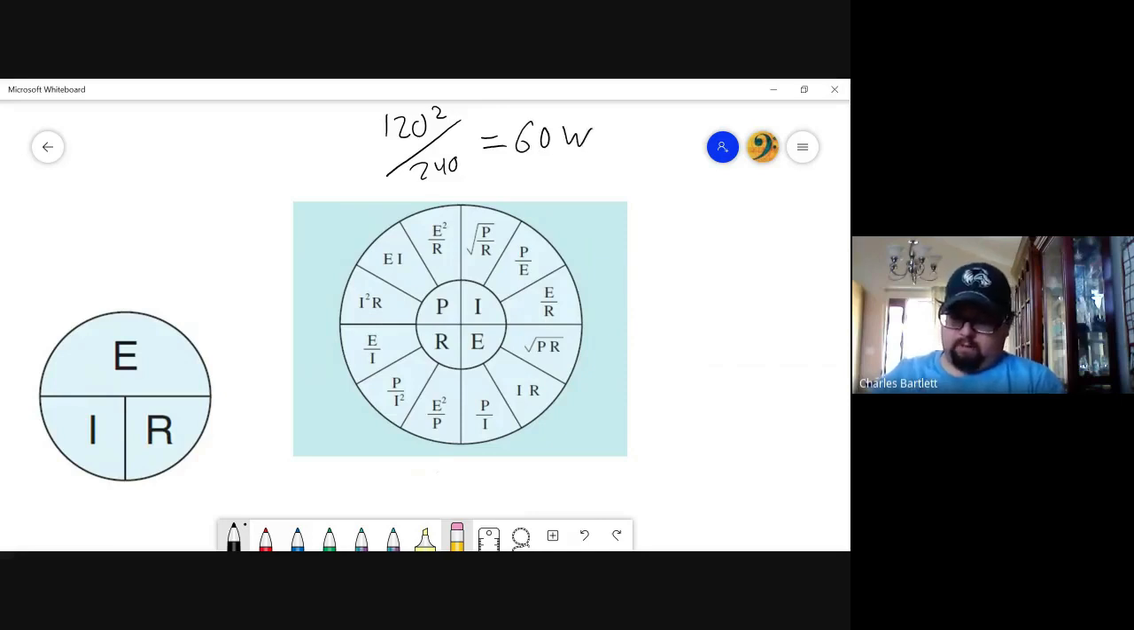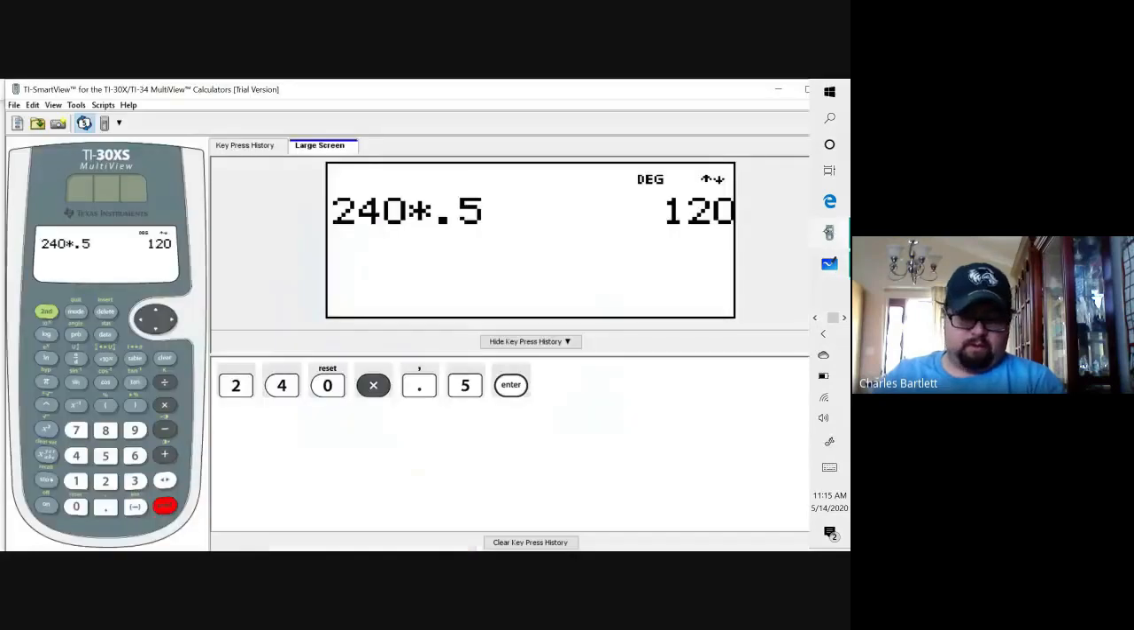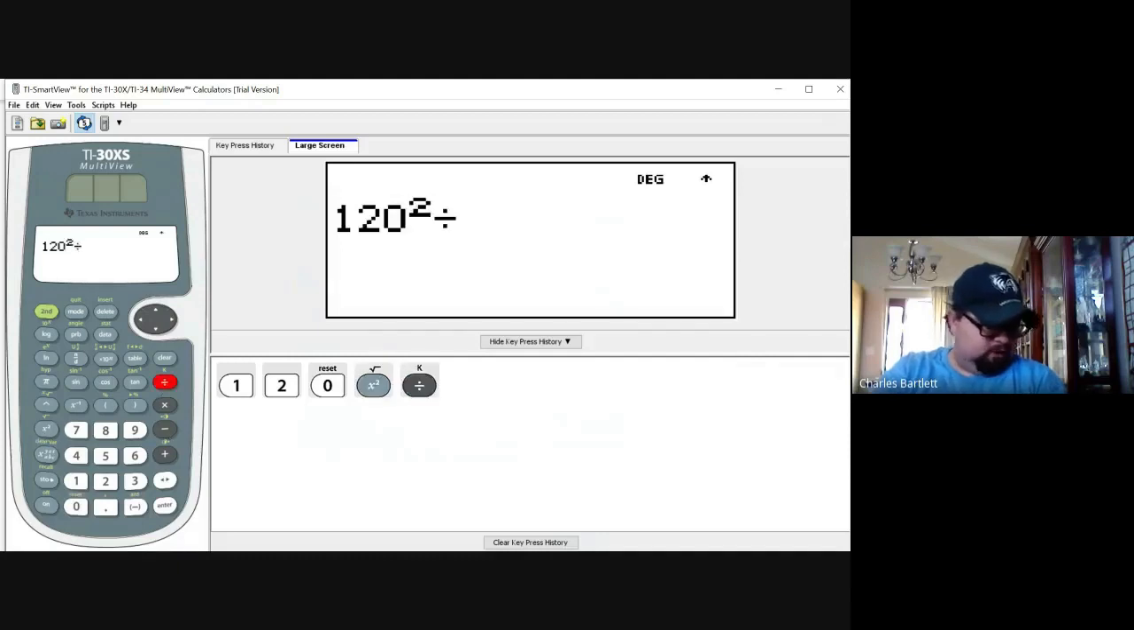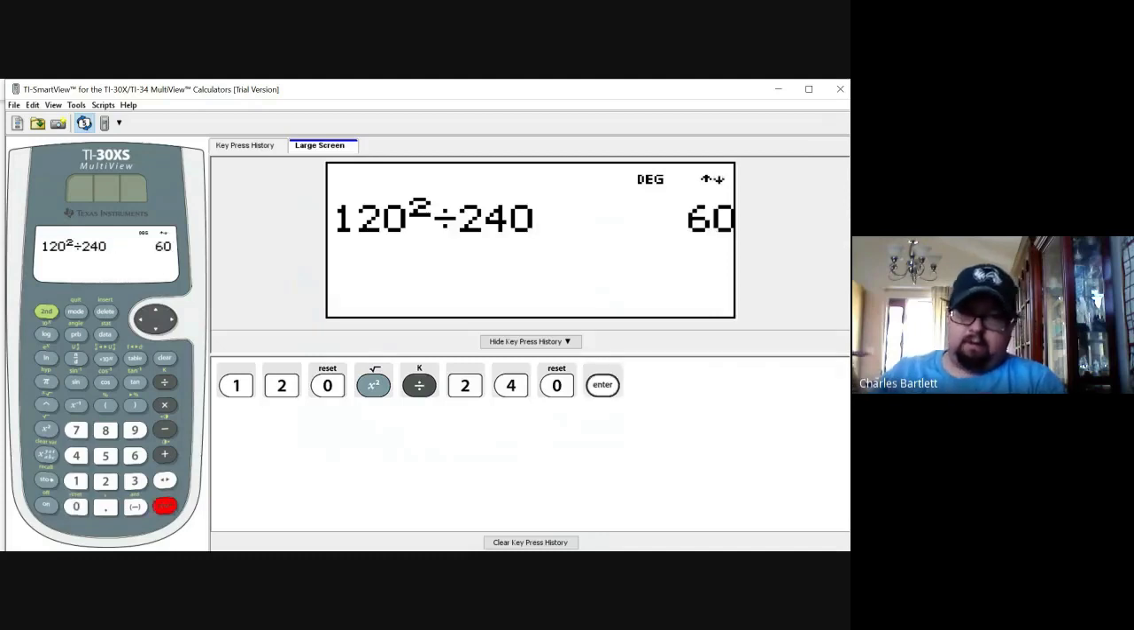But what if I were to show you on the calculator? Let's clear. What did we have? 120 squared divided by 240. Enter, and there we go. Confirmation that it is in fact 60.